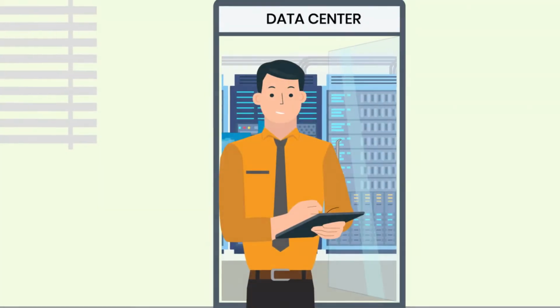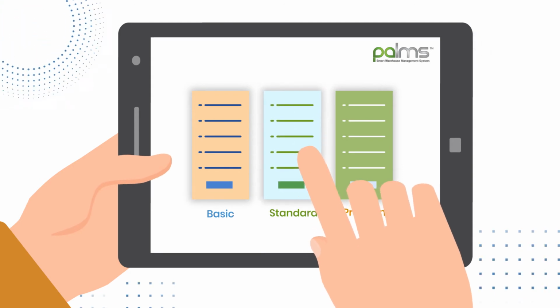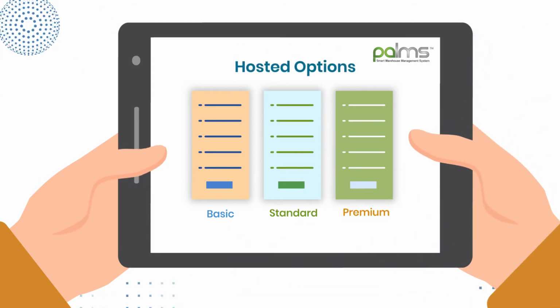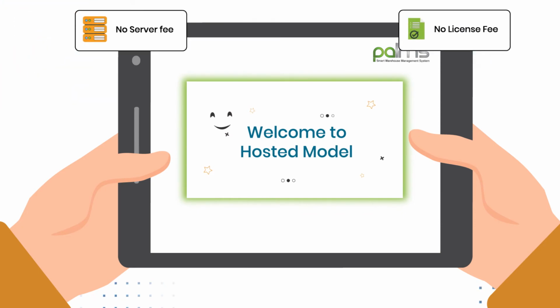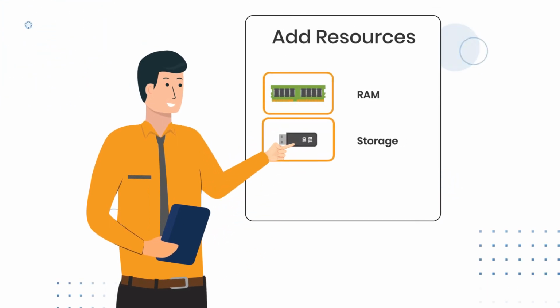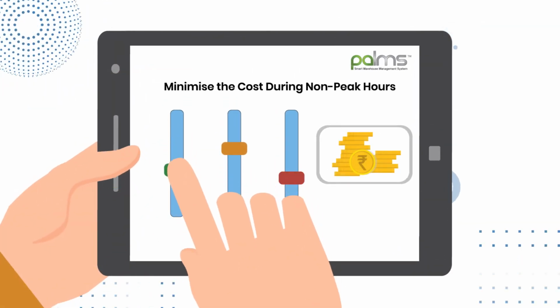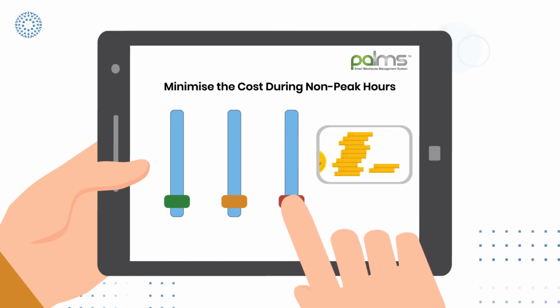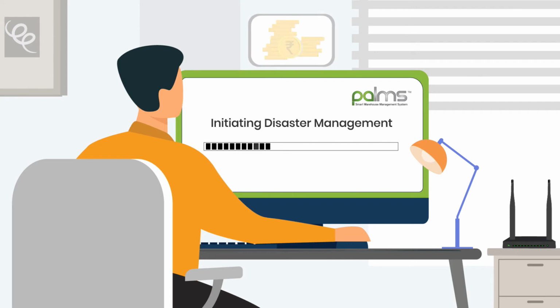Hosted model. After evaluating on-premise model, John evaluates the hosted model, in which he had to either pay a monthly subscription fees or yearly subscription fees. With the hosted option, John did not have to worry about servers and licenses. John had the option to add resources like memory, CPU, storage space, and on-demand DB backup. He also had options to reduce the resources required during non-peak hours to minimize the costs. Hosted model also provided disaster management and disaster recovery options at affordable cost.